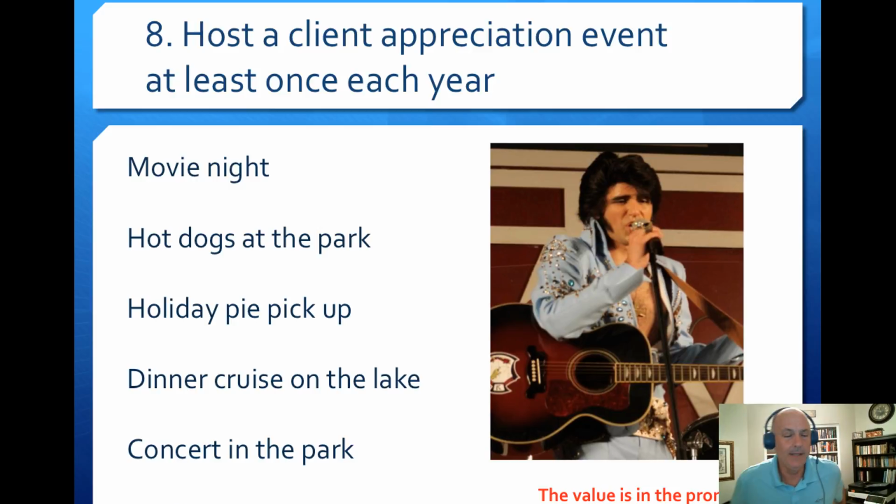A holiday pie pickup. Let them know in advance, I've got pumpkin pie or apple pie. Which do you prefer? That's how you get them interacting with you. A dinner cruise on the lake, that can be very expensive. I've known agents who've done that. Dinner at the country club in December.